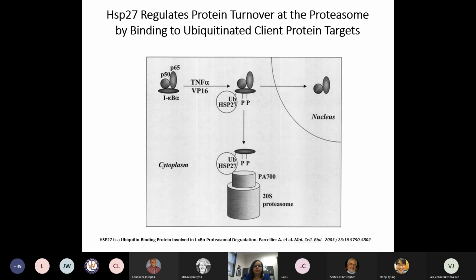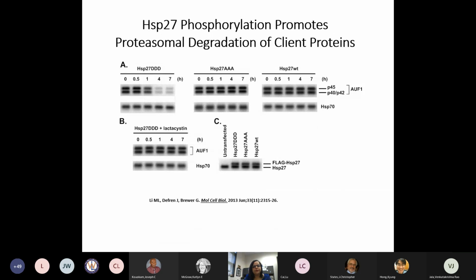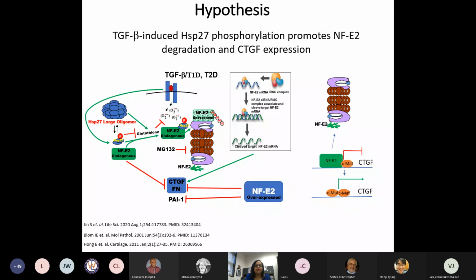HSP27 has been shown to bind ubiquitinated client proteins and target them for degradation. Moreover, phosphorylated HSP27 has been shown to target the client proteins to proteasomal degradation. This led us to hypothesize that TGF-beta induced HSP27 phosphorylation promotes NFE2 degradation and CTGF expression.